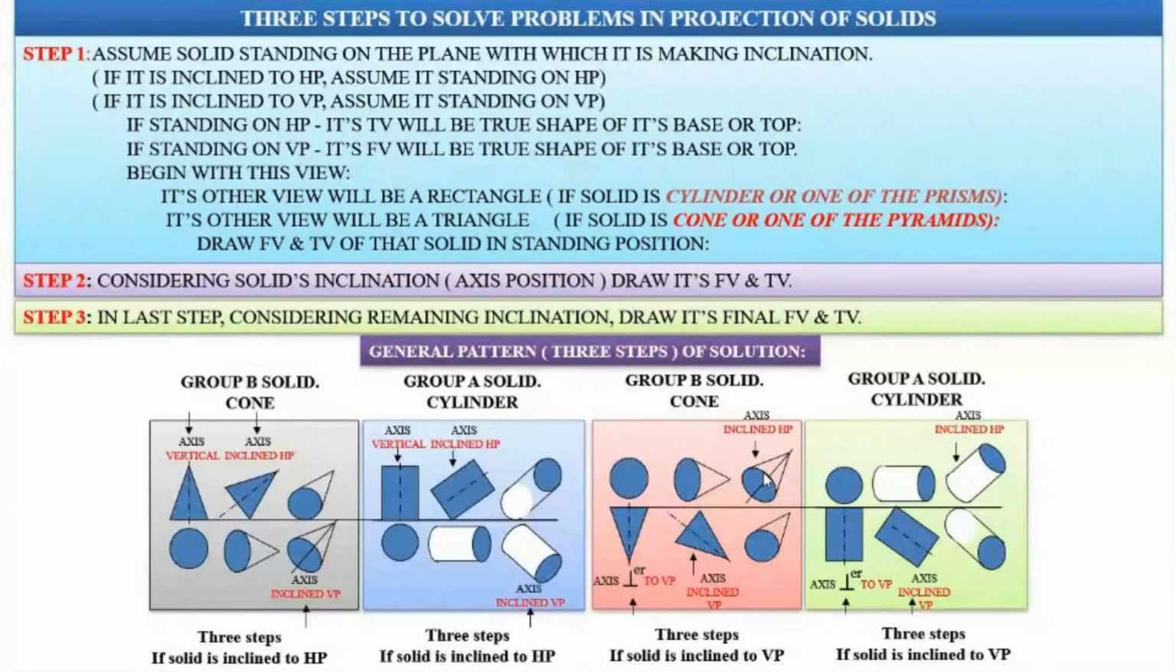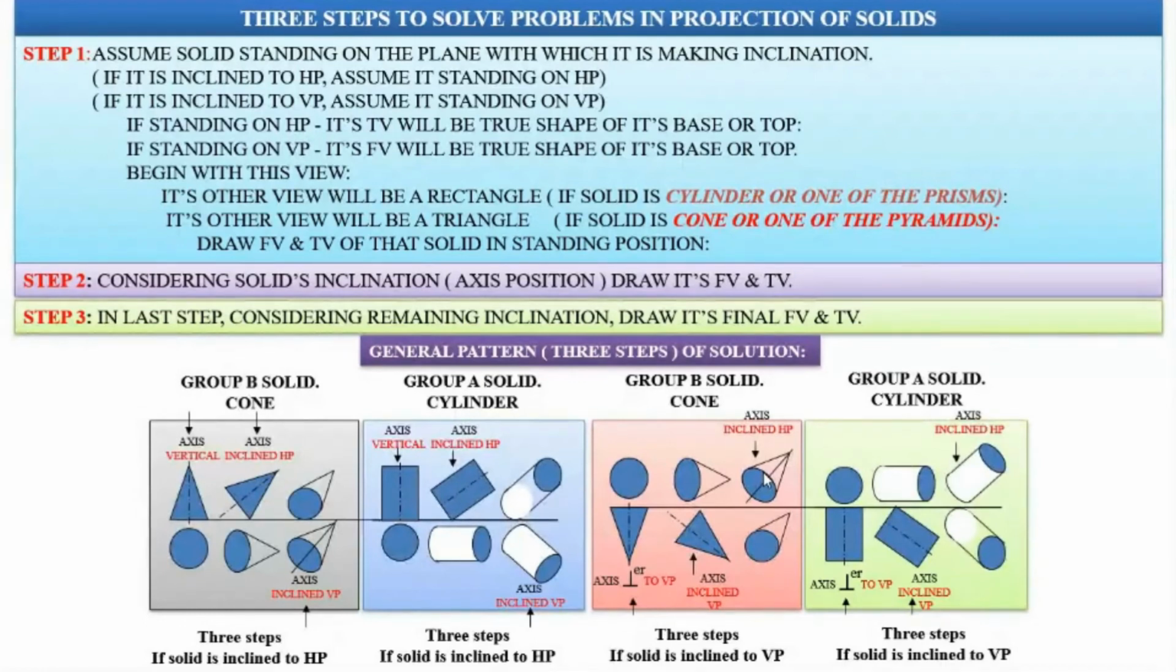So in step 1, we assume that the solid is standing on the plane with which it is making an inclination. That is, we have only two planes, HP or VP. Both these conditions we have already seen. So we assume that the solid is initially standing on the plane with which it is making inclination. If it is inclined to HP, then we assume that it is standing on HP, and we draw the front view as well as the top view.